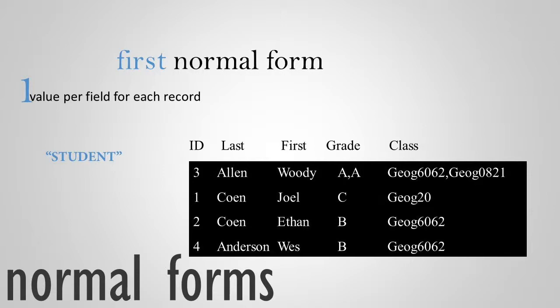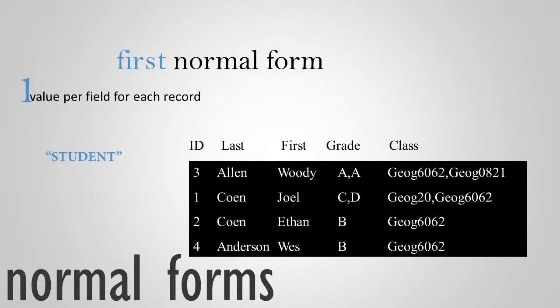So you can see here that I have this list of students with their grade and their class. Woody Allen got an A in my Geography 6062 class, which is the doctoral level Fundamentals of GIS class. He took my other class, Digital Mapping, Geography 0821, and also got an A in that course. However, Joel Cohen found out he likes college a little bit too much. He got a C in Geography 20, but then took my Geography 6062 and did very poorly in it. I was not okay with that. He was a very bad student in that class, and I refused to let him pass with credit. So he got a D.